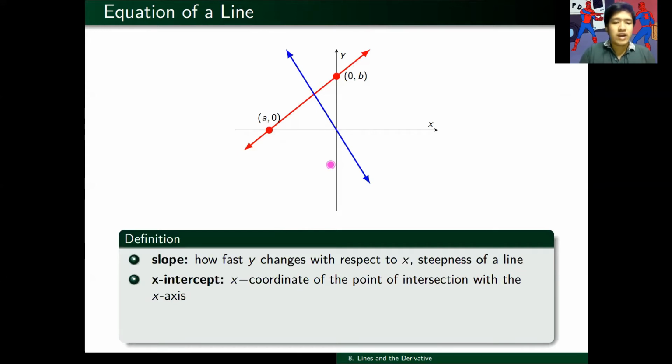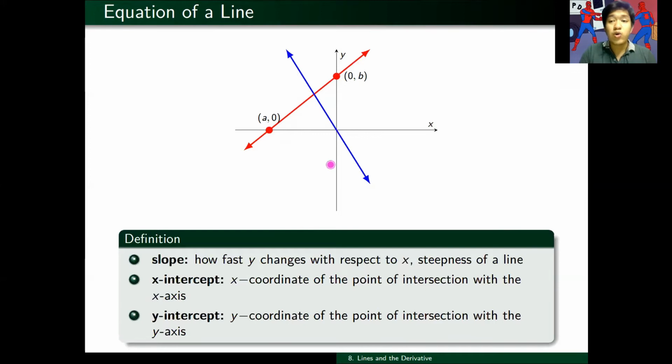And then the y-intercept is the y-coordinate of the point of intersection with the y-axis. So sa red line, ang kanyang point of intersection with the y-axis is (0, b). So its y-intercept is b. And then yung blue line naman, again, saan siya tumatama sa y-axis? Dito rin sa origin. So yung kanyang y-intercept ay 0 din. Okay?